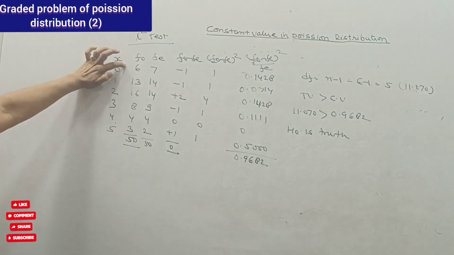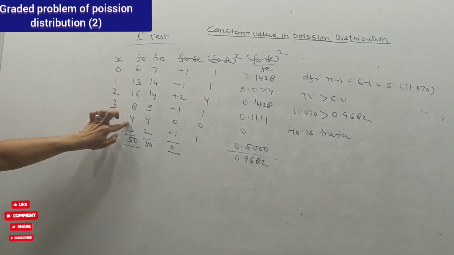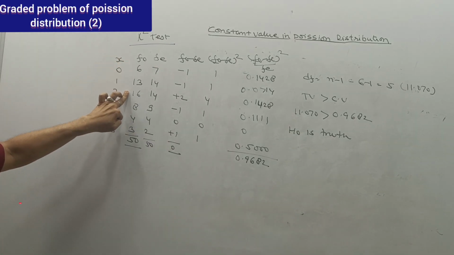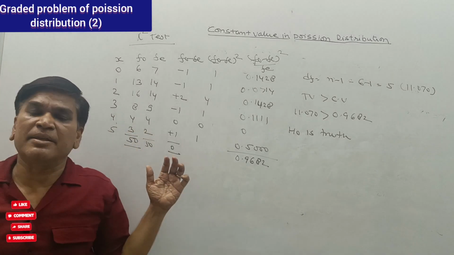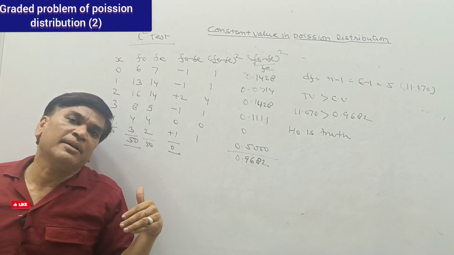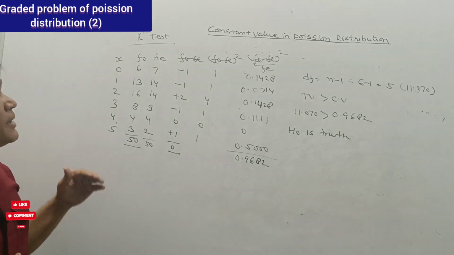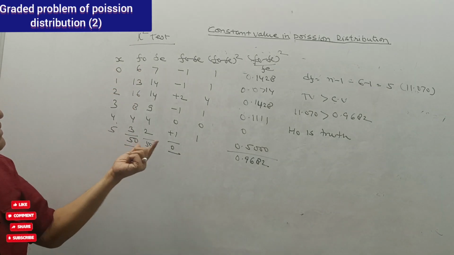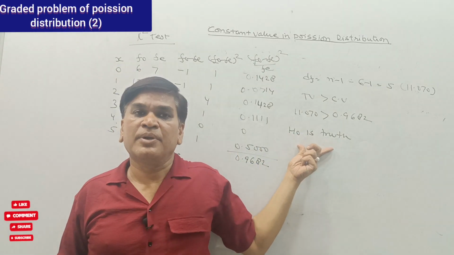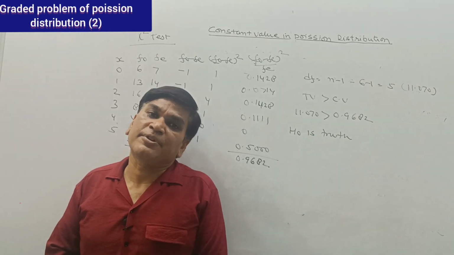So the original data has no discrepancy. The original data is right data. There is no difference between the data calculated by us with the help of the Poisson distribution and the original data given. The difference is 0. So we will say the data was right.